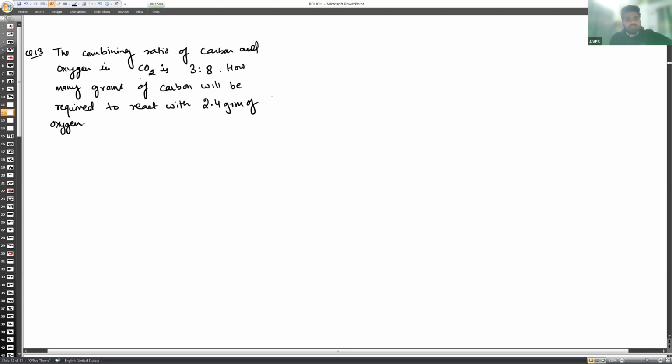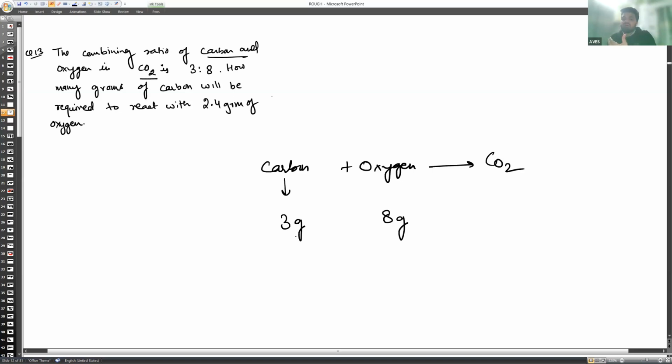It is saying that the combining ratio of carbon and oxygen to form carbon dioxide is 3:8. So this is carbon and this is oxygen. When they combine together, they form carbon dioxide, CO2. And you know that the combined ratio is 3:8, means for every 3 grams of carbon, 8 grams of oxygen is required.